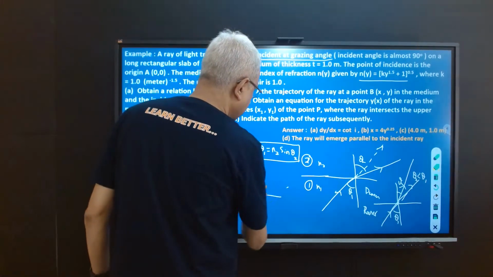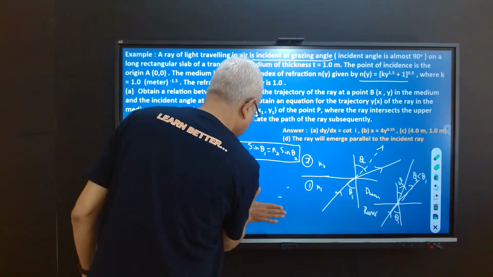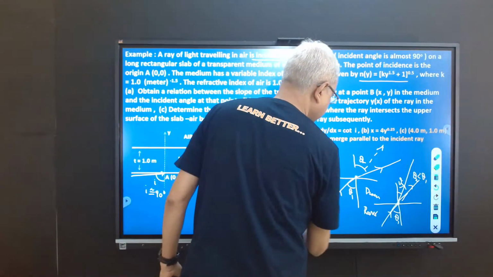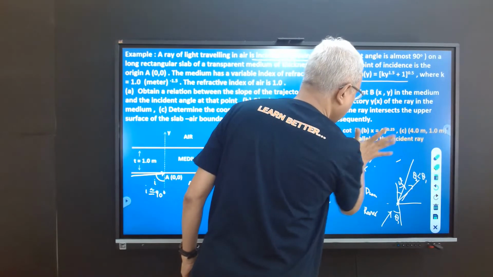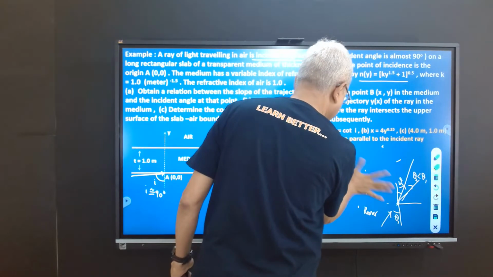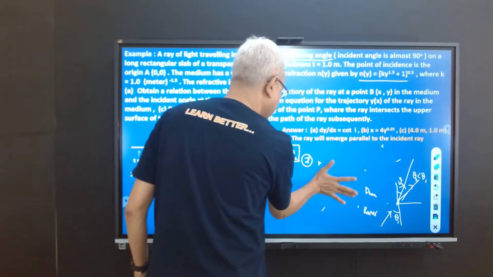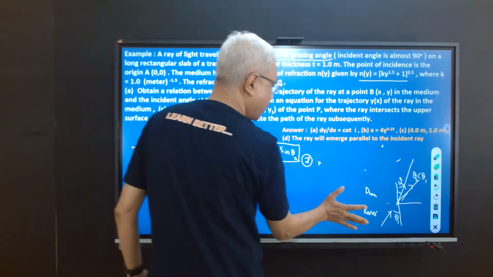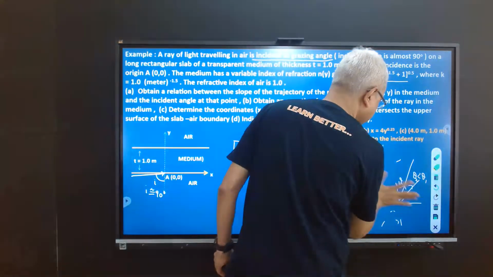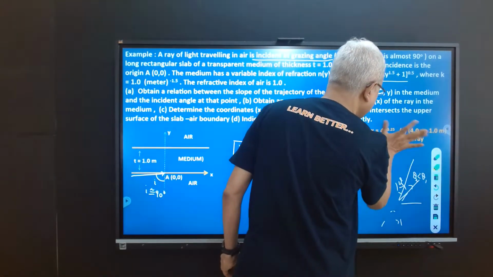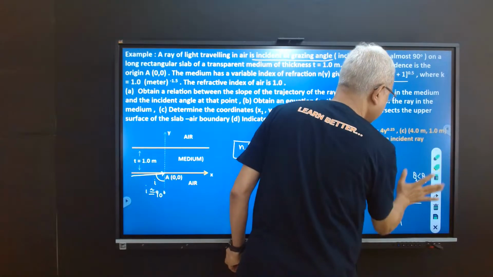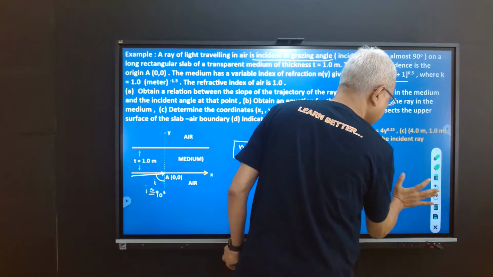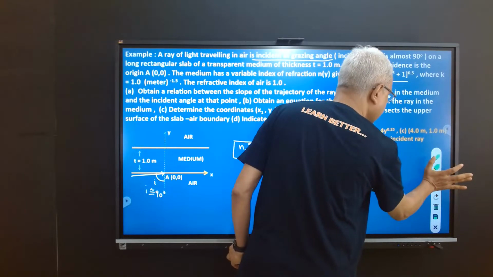So if I remove the entire thing, what happens? Here, as the ray proceeds upward, it continuously suffers refraction because the refractive index is continuously changing. Now let us see what happens really over there.